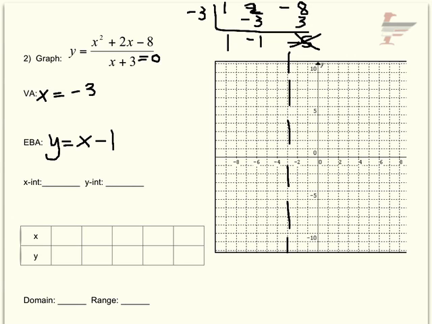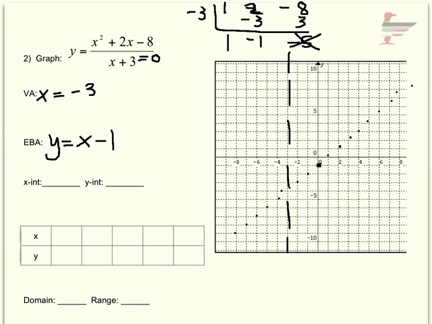So let's see, -1 with a slope of 1, and I just kind of plot those points, and that basically is your end behavior asymptote. So that's kind of that slanted asymptote.